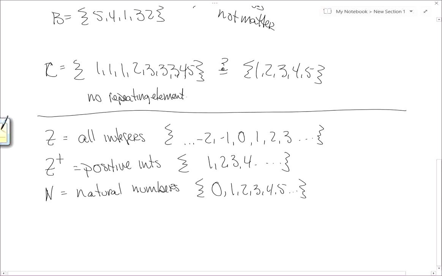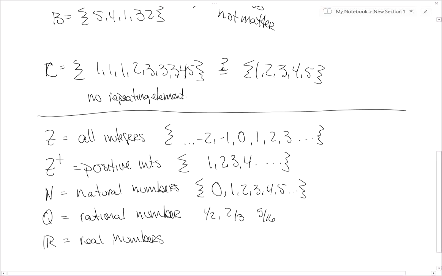There is another common set, which is Q, and Q is all rational numbers. Rational numbers are numbers that can be represented as fractions, such as 1/2 and 2/3 and 5/16. I'm not saying that they are fractional numbers. They are just numbers that can be represented as fractional numbers. And then we have real numbers.